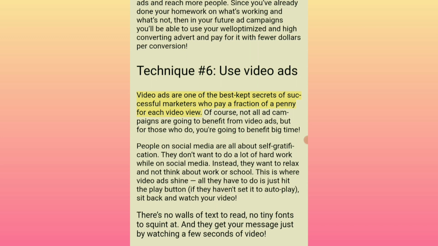If they haven't set it to autoplay, sit back and watch your video. There's no walls of text to read, no tiny fonts to squint at. And they get your message just by watching a few seconds of video.